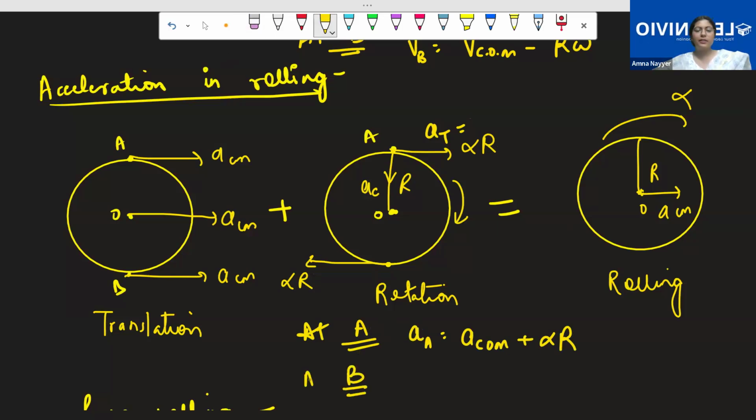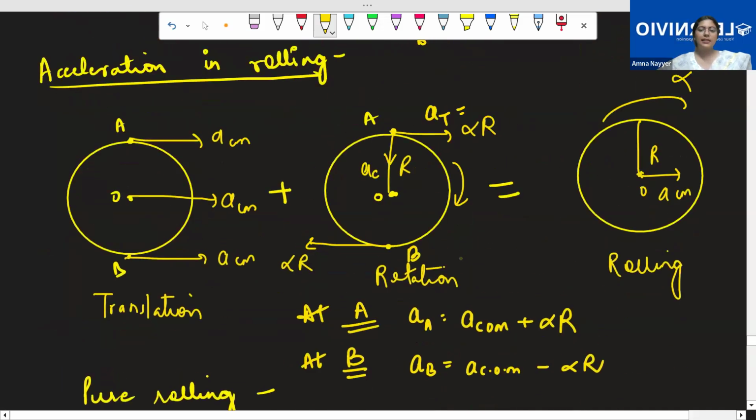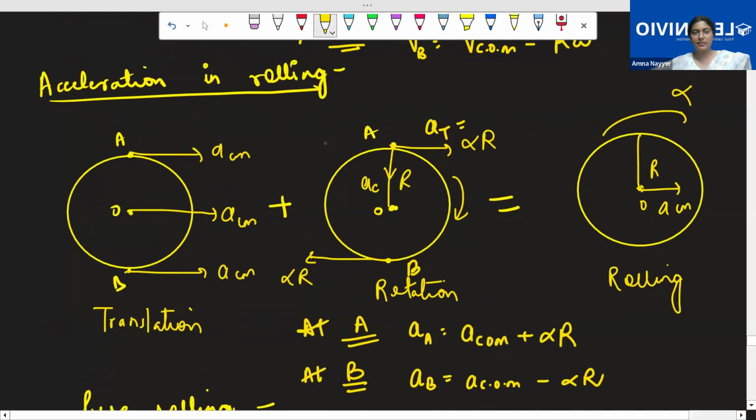And at B point, the acceleration will be the acceleration of the center of mass minus alpha r. So usually you are asked to calculate the net acceleration at these points, A point, B point. This is the B point. So you need to write it similarly. This I'll discuss later. Write it till here, acceleration.